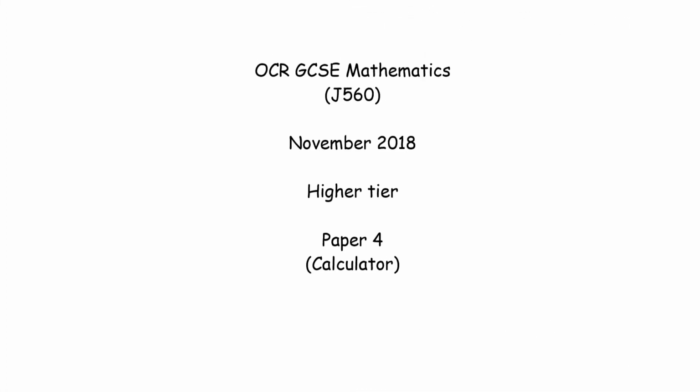Welcome along to another OCR GCSE Mathematics past paper walkthrough. Today we're going to be having a look at the November 2018 series, and I'm looking at paper 4, which is the first higher tier paper. You'll remember papers 1, 2 and 3 are foundation, and 4, 5 and 6 are higher. Okay, it's a calculator paper, so let's get cracking.